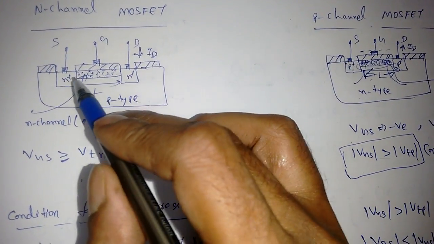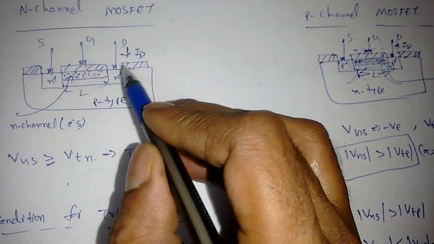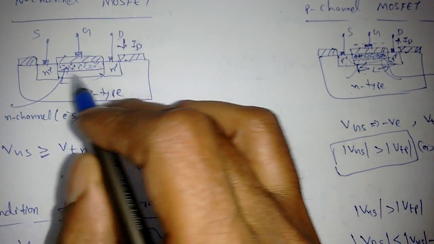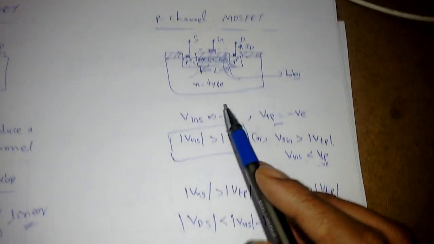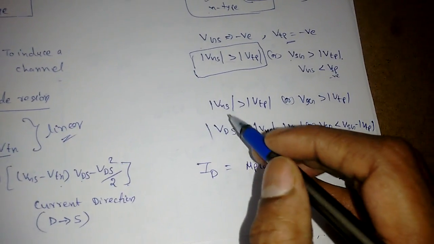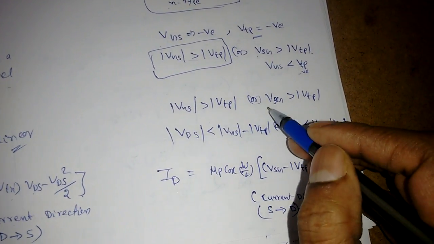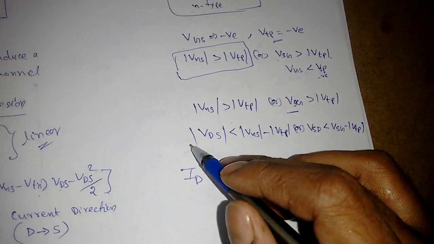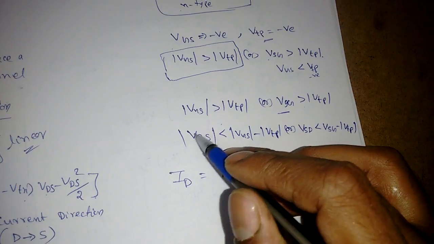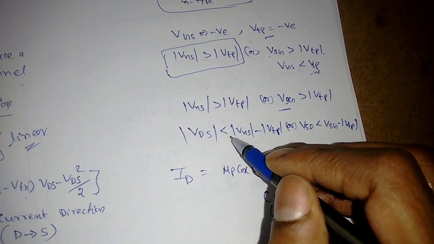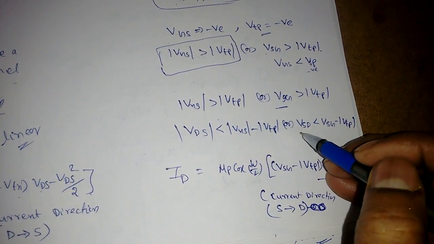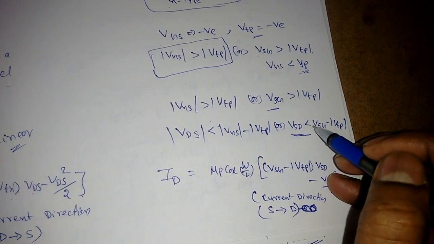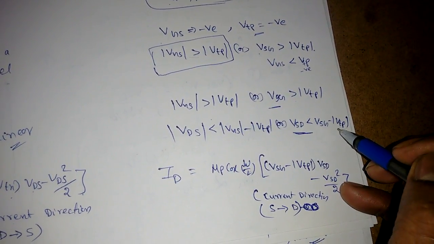The reason is, whenever electrons come from source to drain, the current direction will be opposite, that is drain to source. But in the case of the P channel, the condition is mod VGS is greater than mod VTP, or we can say VSG should be greater than mod VTP. And the second condition is, if we take both as mod, mod VDS is less than mod VGS minus mod VTP, or we can say VSD is less than VSG minus mod VTP.